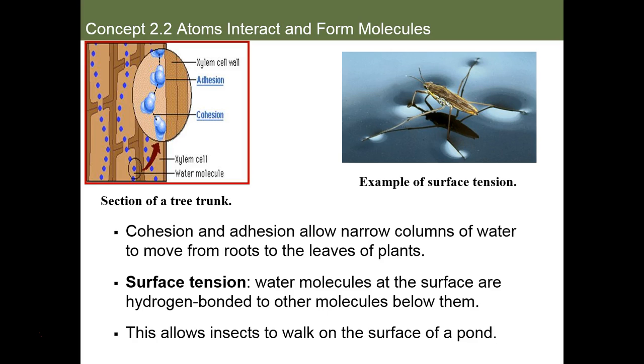Cohesion and adhesion allow water to move from roots to leaves in plants via narrow columns of water, as you can see in the picture on the left. This ensures the whole plant can move nutrients and stay hydrated. Water also has a surface tension. This is because the water molecules at the surface are hydrogen bonded to the other molecules below them. This allows certain insects to walk on the surface of water.